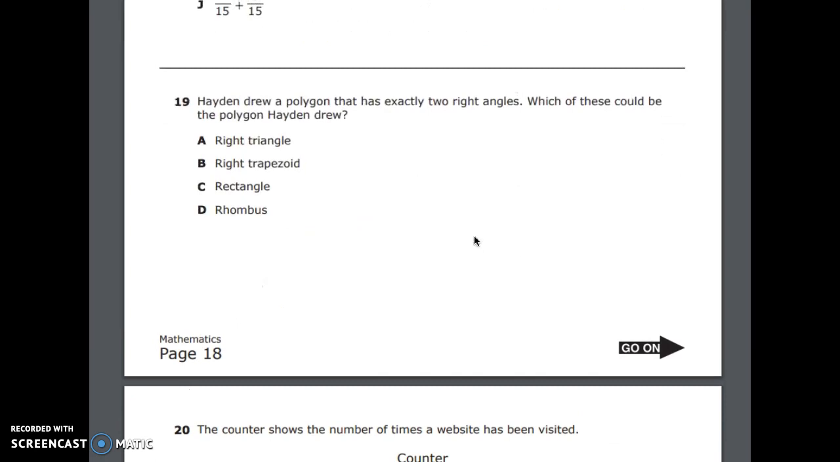Number 19. Hayden drew a polygon that has exactly 2 right angles. Which of these could be the polygon Hayden drew? A right triangle, a right trapezoid, rectangle, rhombus.